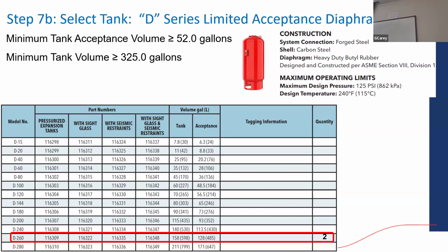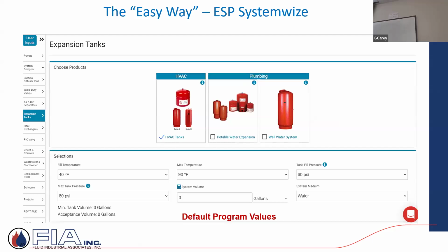If I went to a diaphragm instead of the bladder, I could get to this D260, but notice I need two of them. And that's fine, but just recognize that you need two of these because the total tank is only 158. So I'm going to double it by having the two tanks there. So that's what's going on.